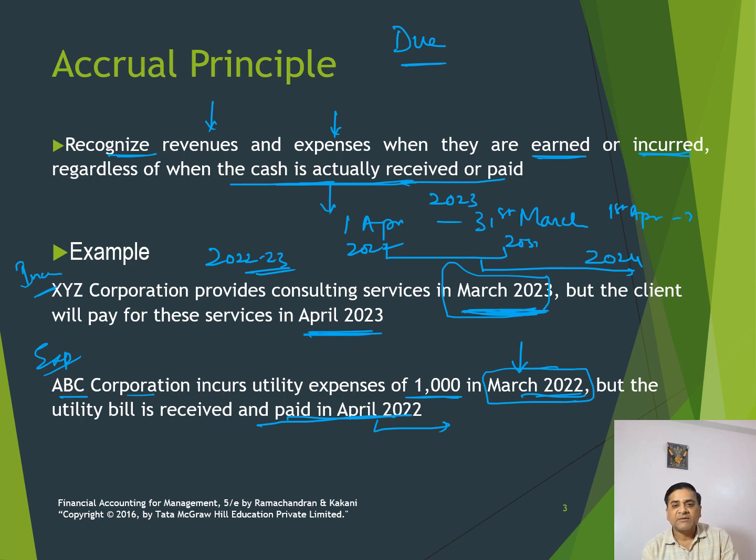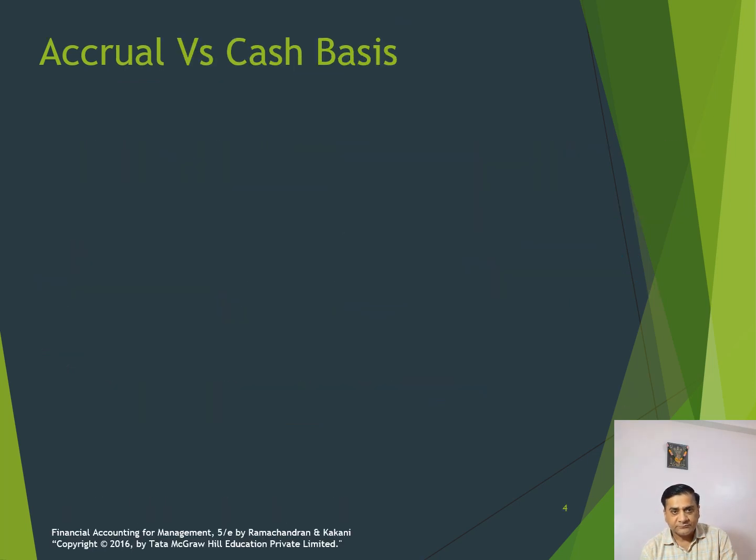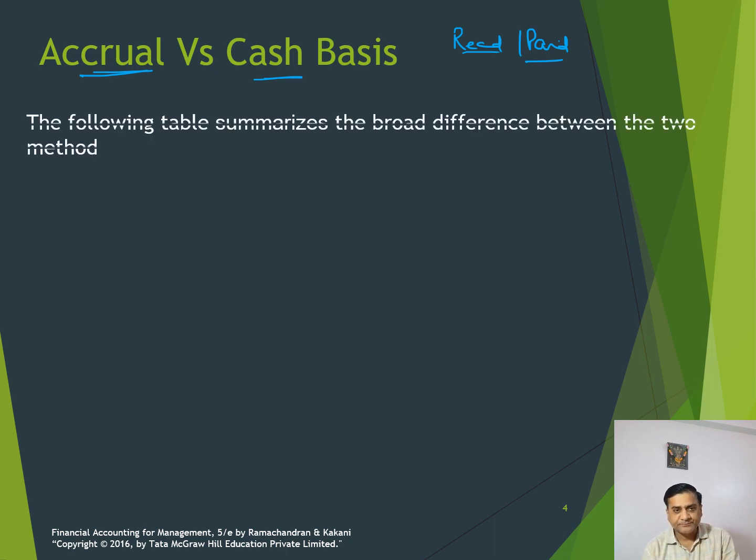Which means the payment or receipt of cash has nothing to do with this principle. It says whenever the amount becomes due to be received or paid, you need to show that in your books of accounts, right? Now, we need to compare this with the cash basis, because in accrual cash has no role to play, but in cash basis of accounting it says you need to record only when cash is received or when cash is paid. These are two ways of accounting: accrual basis of accounting and cash basis of accounting. Let's see what is the difference between these two.